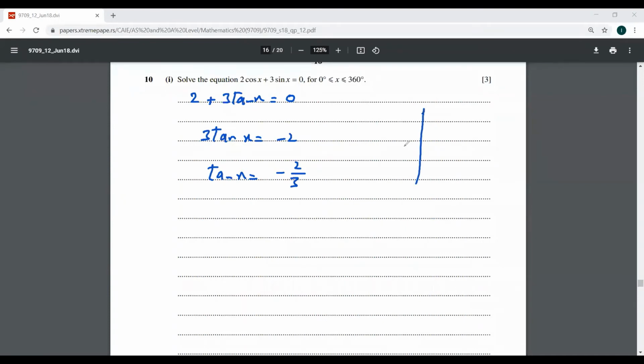Okay? Your tan is negative in these two quadrants. So someone please, keeping your calculators mode in degrees, tell me what is tan inverse of 2 over 3. Don't find the tan inverse of minus 2 over 3. I will be writing it as minus 2 over 3, but you will find tan inverse of 2 over 3. And tell me correct to one decimal place. Yes.